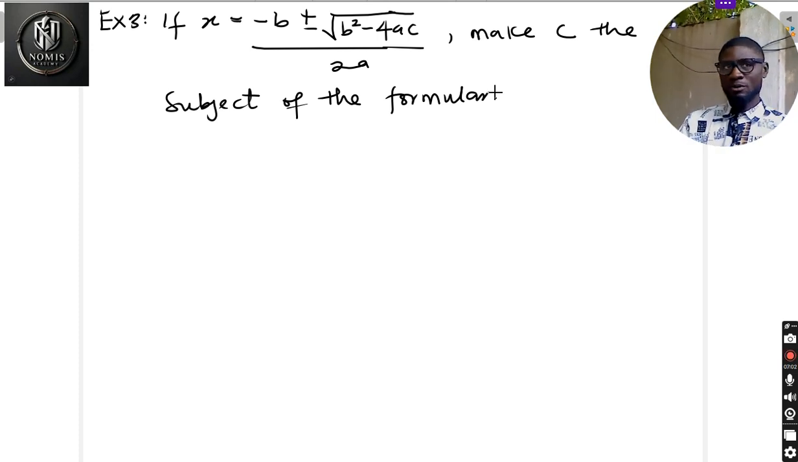I believe you are familiar with this formula. This is the almighty formula used in solving quadratic equations. So how do I make c the subject of the formula? Let's get into the business. As simple as it is.